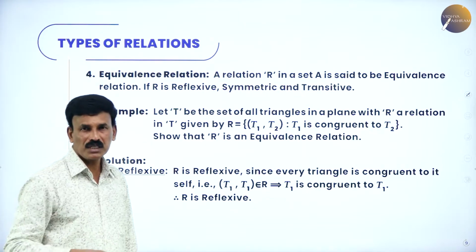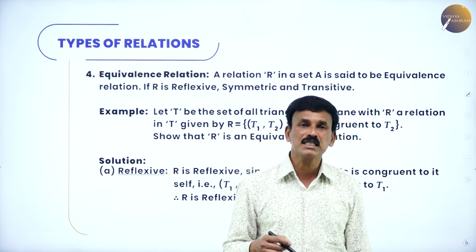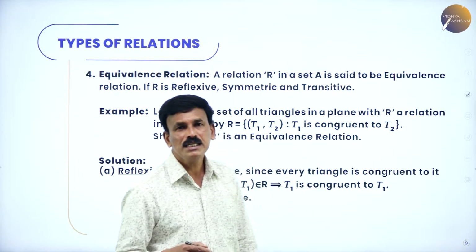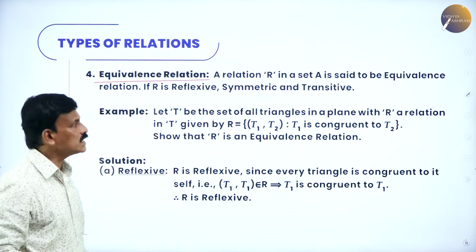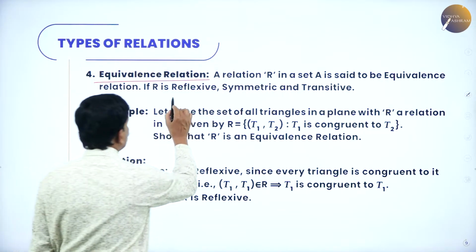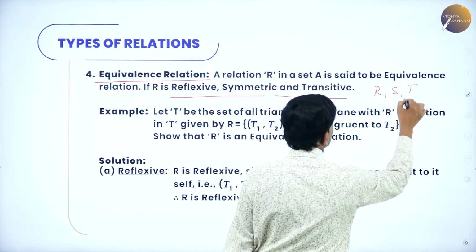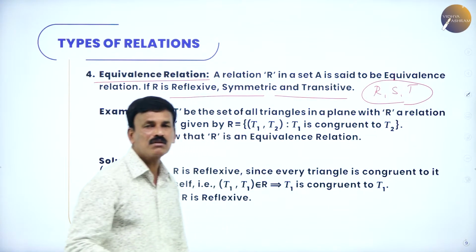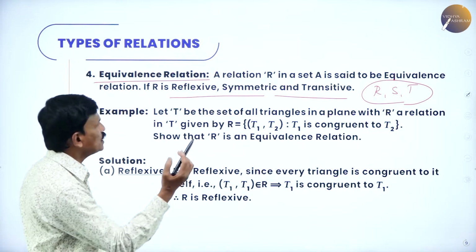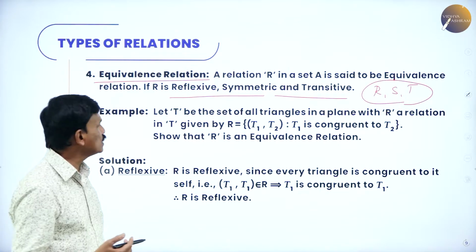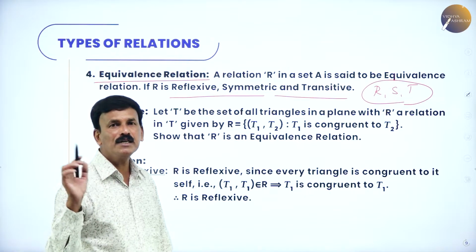Now, suppose a relation satisfies all three properties, reflexive, symmetric and transitive, then such a relation is called an equivalence relation. A relation R on a set A is said to be an equivalence relation if R is reflexive, symmetric and transitive. Very important: to define an equivalence relation, the relation R must be reflexive, symmetric and transitive.